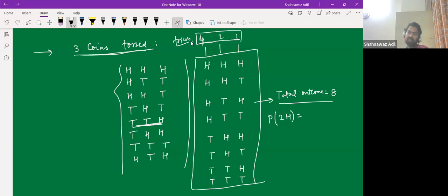What is the probability of getting 2 heads? Sir, at least two heads? No, not at least, but only 2 heads. Two outcomes, sir. So 1, 2, and 3, right? Yes, sir. So 3 by 8.